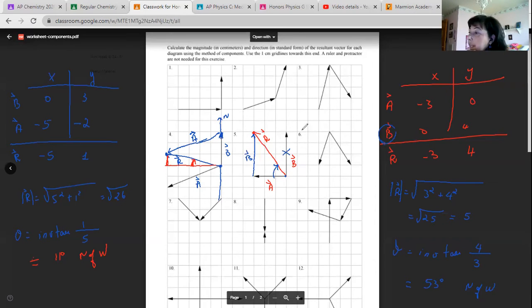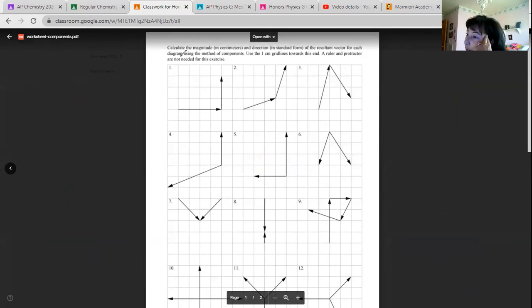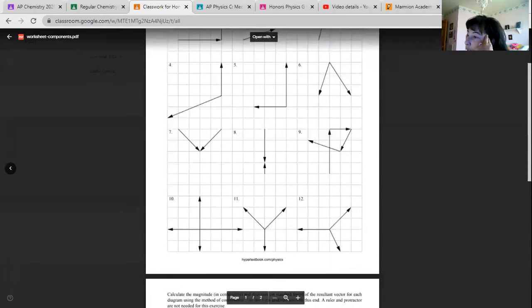Okay? Then, number 6. Okay, so let's clear everything. Number 6. So let's say this is A and this is B. So X and Y again. So let's start with A and then B, for example. So A is this one. This one says 1 west, 3 south. This one says 2 east and 3 south.